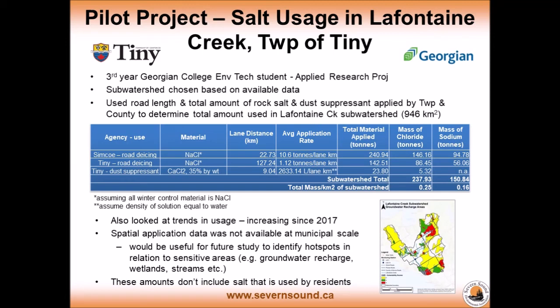Unfortunately, at the municipal scale, spatially derived data was not available in terms of where salt spreading occurs, and so as we mentioned, particular trouble spots that are targeted, we weren't able to determine where those spots exactly were. So this type of information would be useful for further studies to identify where high usage occurs and relate that to where some of the sensitive areas are. So places like groundwater recharge, wetlands, and also streams.